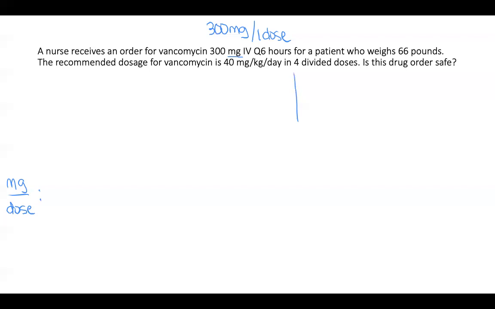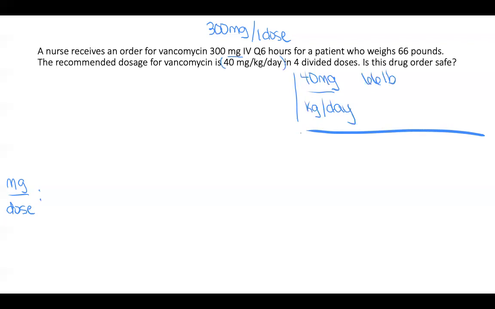Step 2 is to build our box. In our box goes our recommended dosage, which is right here, 40 milligrams per kilograms per day, 40 milligrams over kilograms per day. And we need the weight of the patient, which is 66 pounds. Okay. All right, so now we can plug into our problem.